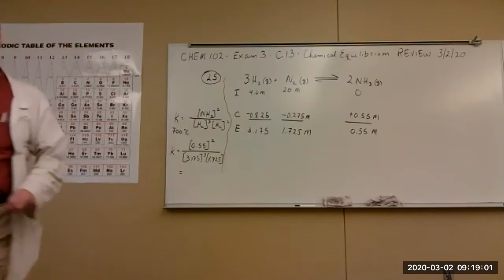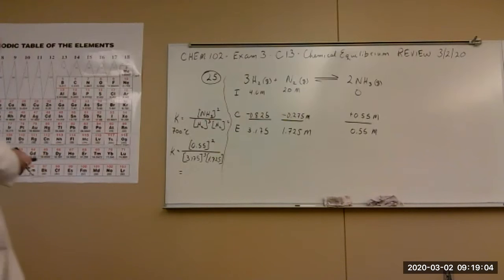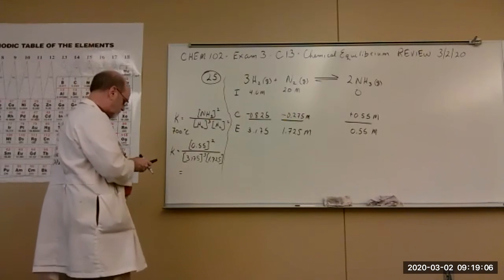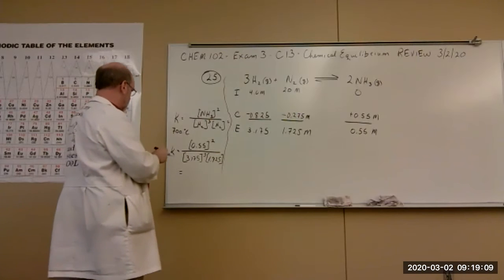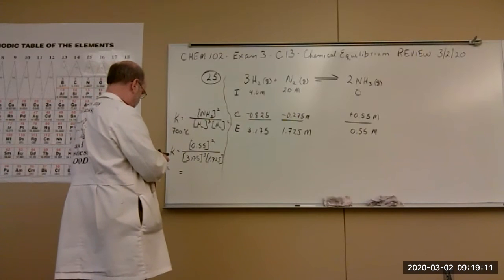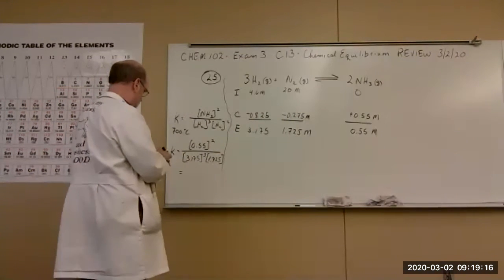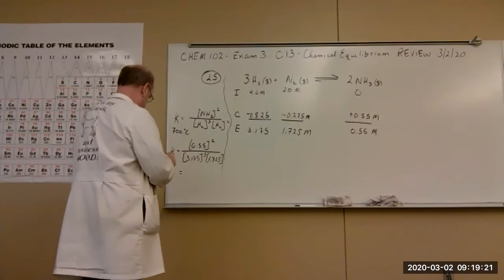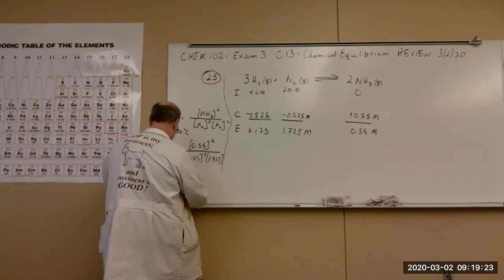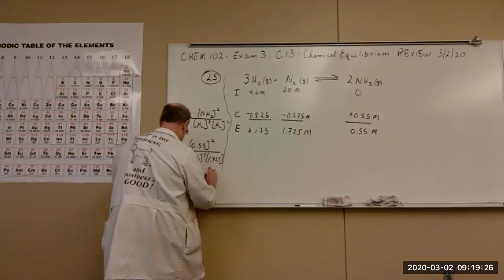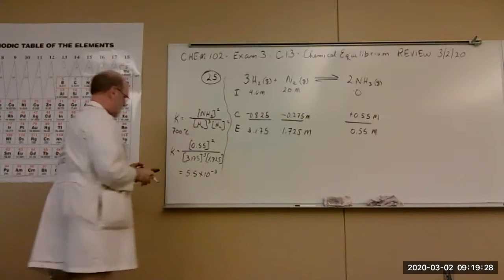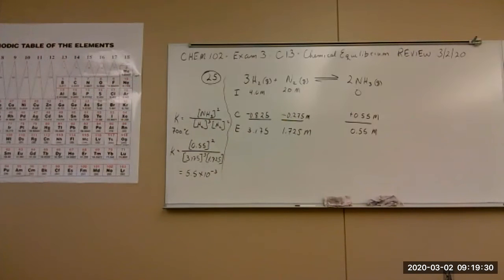So now it's just crunching numbers. Okay. So I get 5.5 times 10 to the minus 3. It jives with the answer sheet anyway.